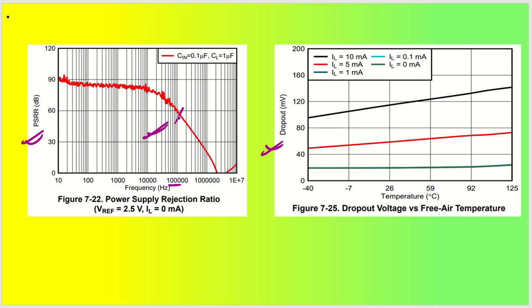As I was telling you about the dropout voltage, my V input must be greater than V output by an amount of voltage which is called V dropout. This dropout voltage varies based on the temperature. As my temperature increases, my dropout also increases. As you can see, for 125 degrees centigrade and 10 milliamperes of current, it is going to be just above 150 millivolt or so. So 150 millivolt is the maximum voltage dropout that you are going to see.